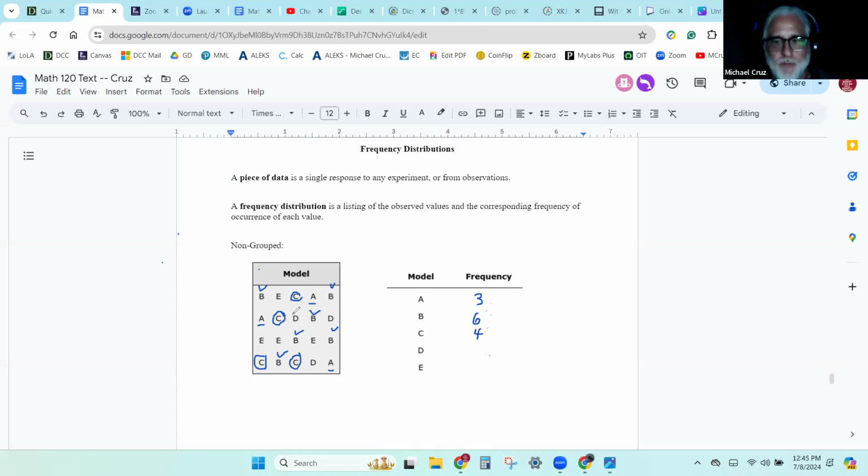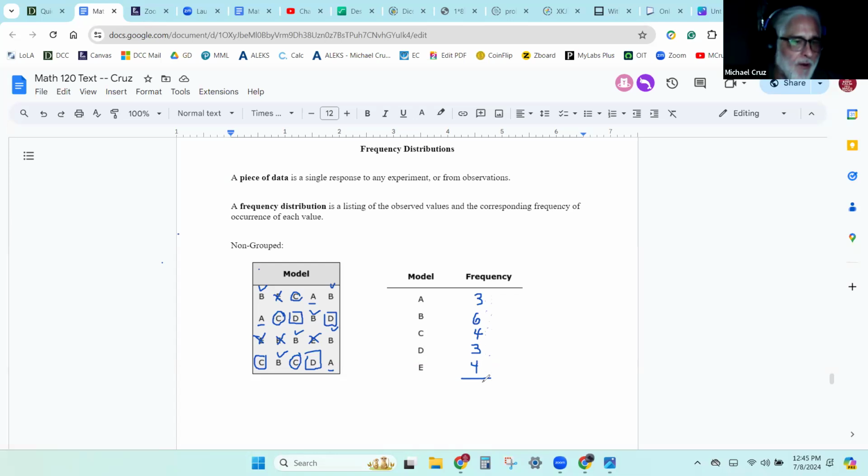D's. 1, 2. And it looks like there are 3 D's, right? And then E's. 1, 2, 3, 4 E's.